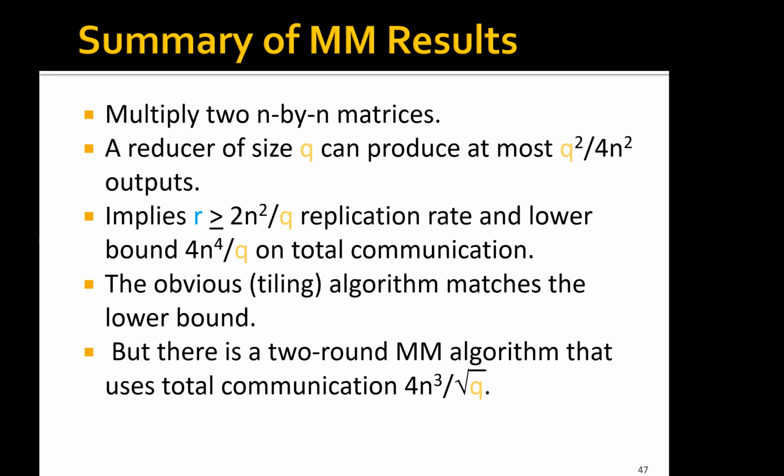And therefore, to the degree that square root of q is less than n, 4n cubed over square root of q is less than 4n fourth over q. Okay. So I think that's it.